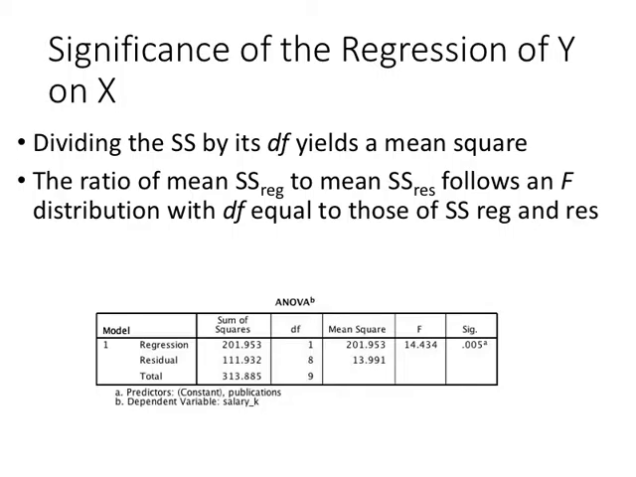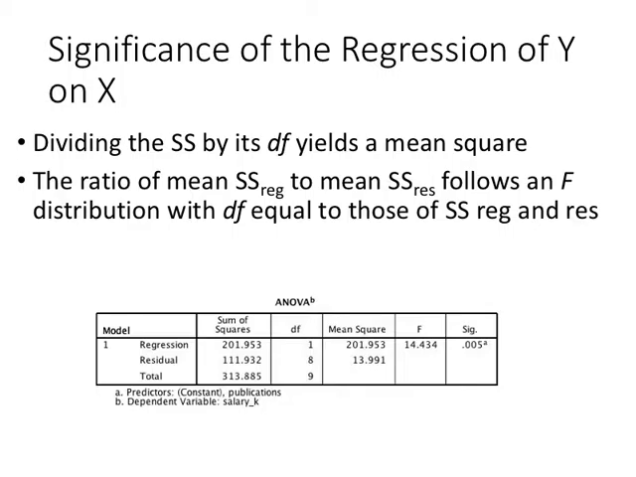And then the ratio of the mean square regression to the mean square residual follows an F distribution with degrees of freedom equal to those of sums of squares regression and sums of squares residual. So we calculate this ANOVA table. In our case, fortunately, SPSS is doing it for us.